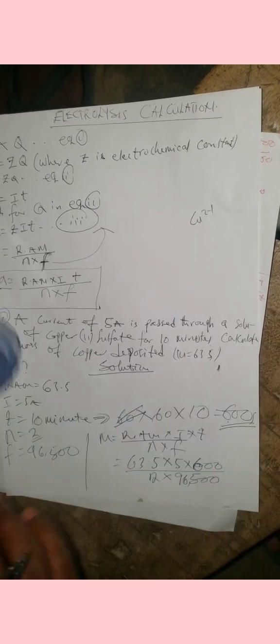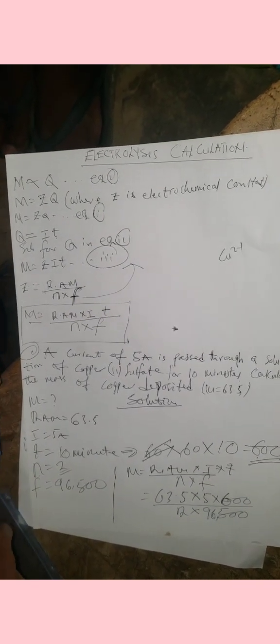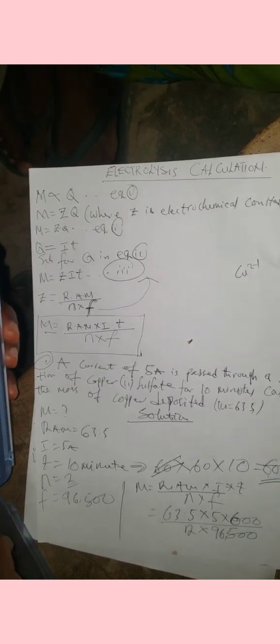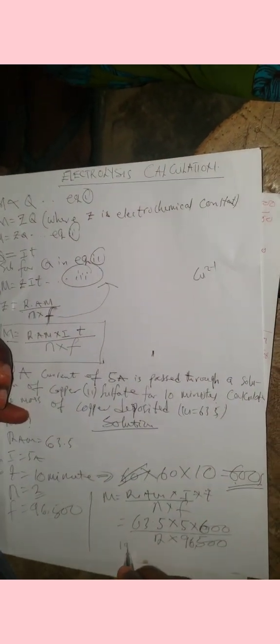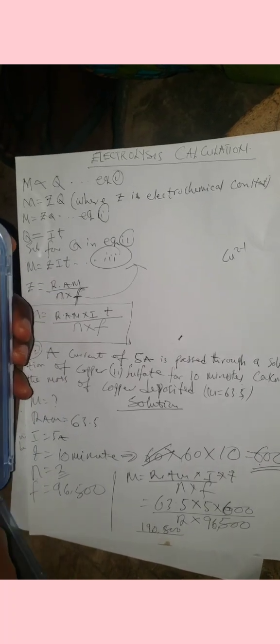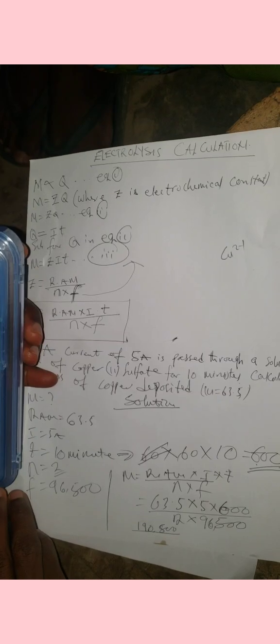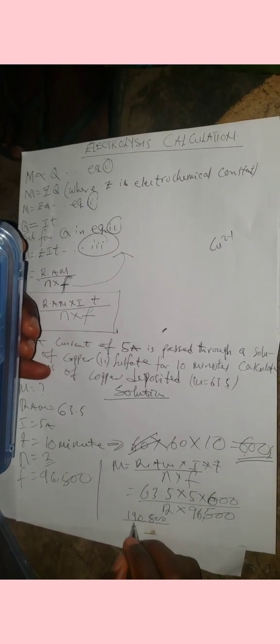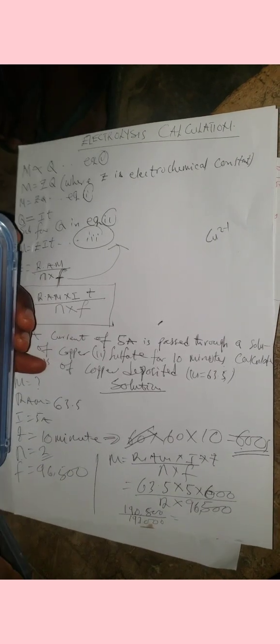And if you press your calculator, you are going to have 63.5 times 5 times 600, and that will give you about 190,500, divided by 2 times 96,500, and that will give you about 193,000.